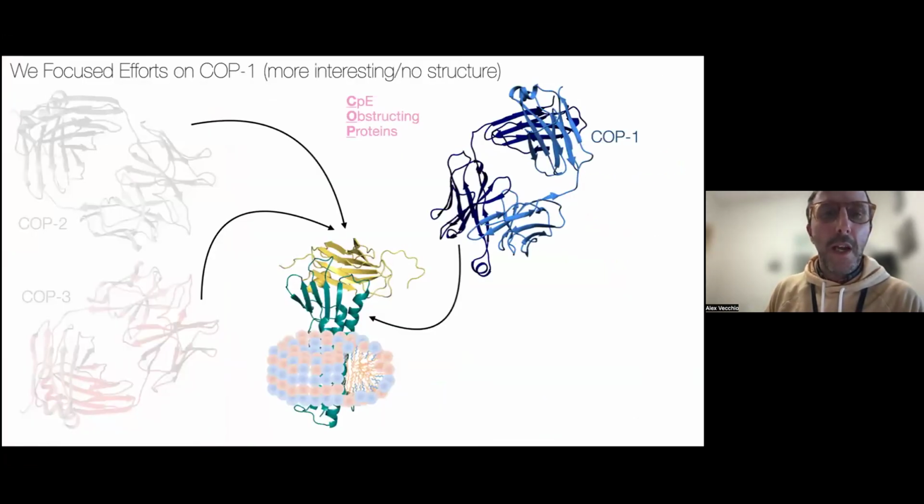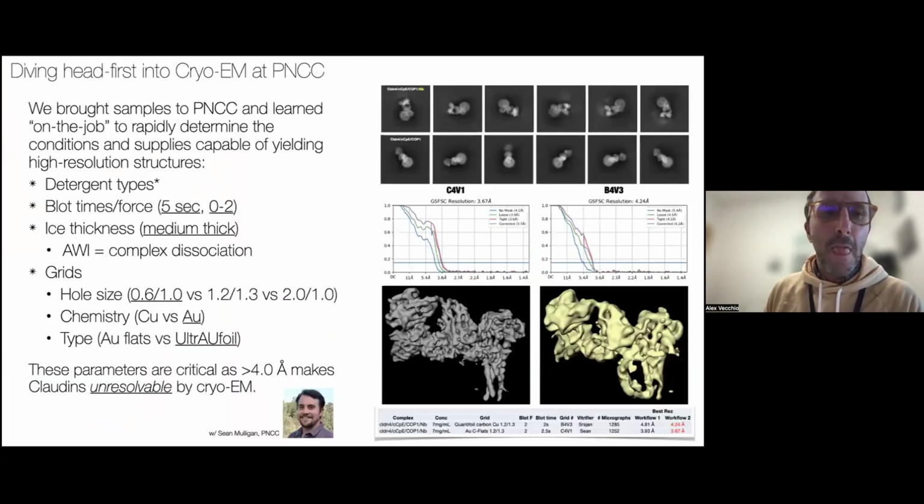So some of the complexes that we started with were these Fab-bound complexes because we knew that Fabs were important. We learned from the Arctica data essentially what COP2 and COP3 could tell us, but we were interested in COP1 because we already knew that it had higher potential as far as checking off some of the boxes that we thought Fabs could do for us. And so we dove headfirst into cryo-EM at PNCC for that first month.